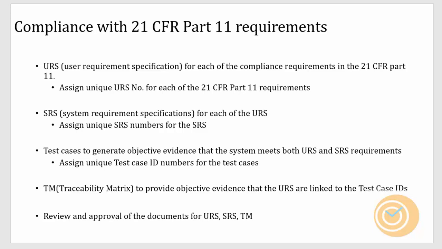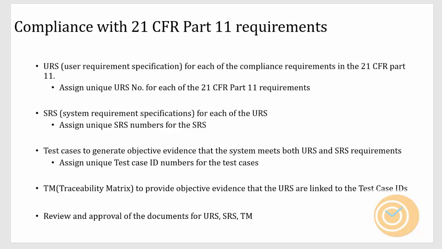So compliance with the 21 CFR Part 11 requirements, as we saw in the previous slides, involves very detailed and thorough requirements. Besides that, before you start doing the validations, make sure that you have user requirement specifications documented, because that is the basis of the validations. And once you have a URS, assign unique ID numbers to each of these Part 11 requirements inside the URS. Again, the URS will cover your process requirements, your functional requirements, and the performance requirements for the systems.